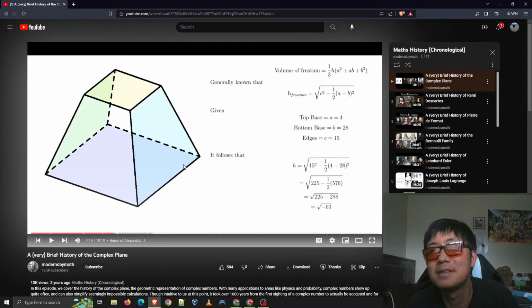Complex numbers, the square root of negative 1. You swap the quantities in the subtraction to yield a positive under the root. An obvious arithmetic error showing that Heron most likely didn't even want to consider the notion of a negative under a square root.